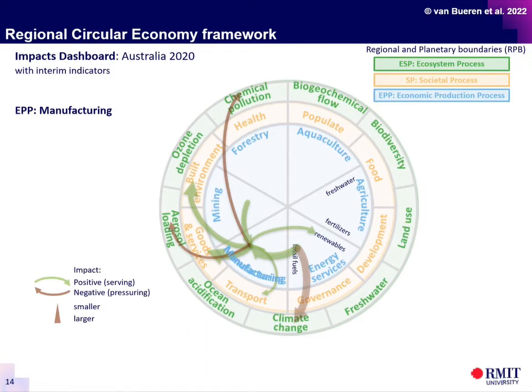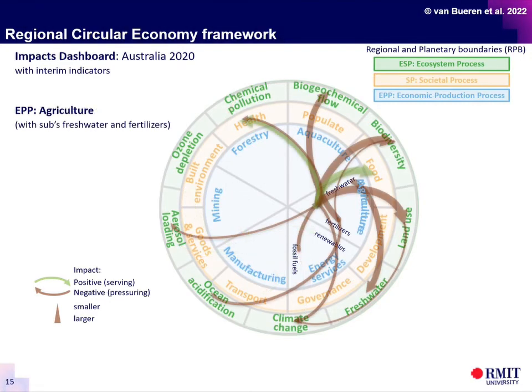For example, when we zoom into the economic production process of manufacturing. Manufacturing contributes positively to the built environment, goods and services, and transport. And manufacturing can also be used to create renewable energy services like solar panels and wind turbines. However, it requires input from mining and energy. Much of this energy are fossil fuels, and particularly fossil fuels pressure climate change.